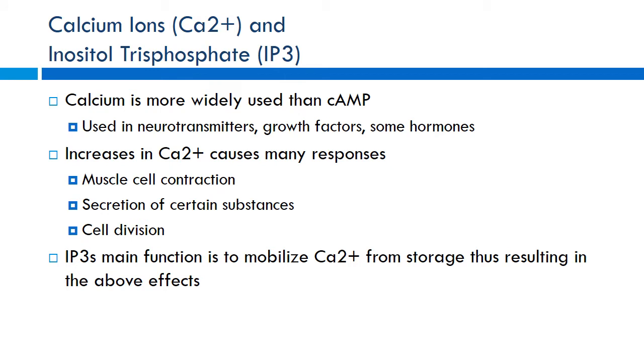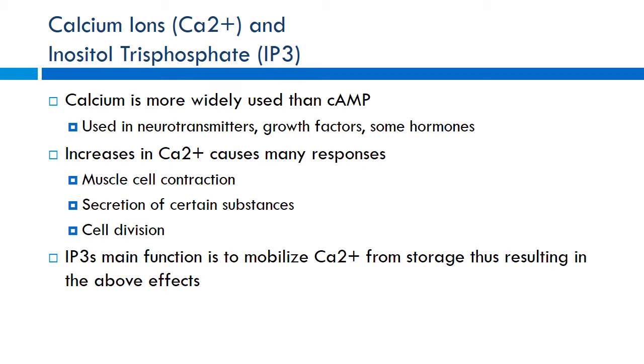The second messenger we'll talk about in detail is going to be calcium ions and this inositol triphosphate pathway. Calcium is more widely used within the body as a signaling molecule than even cyclic AMP is. It's very important for neurotransmitters, for growth factors, and some hormones are involved here. We'll see that calcium influx into a cell can lead to muscle contractions, can lead to more secretion of certain substances, and can even have an important effect on cell division, right? So it can trigger things like mitosis to occur.